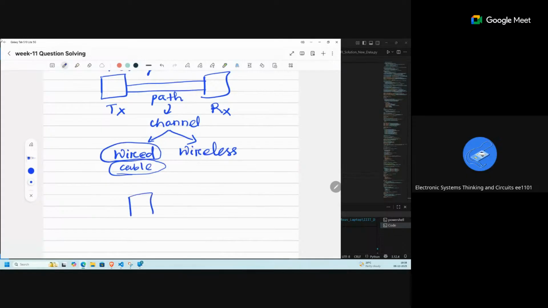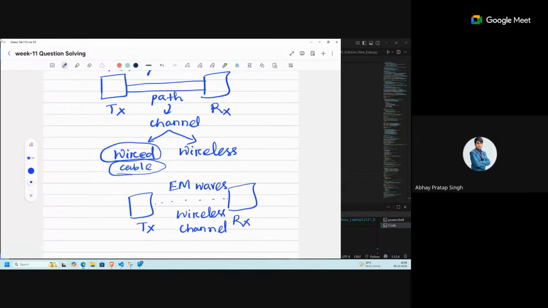When there is a transmitter, like when we are using mobile devices, and a receiver, there is no channel physically present, but they can communicate through the wireless channel. How is it possible? By using electromagnetic waves. Is it clear? Any doubt here? No, ma'am. Okay. So by using these electromagnetic waves, we can communicate from transmitter to receiver. That is known as wireless communication.